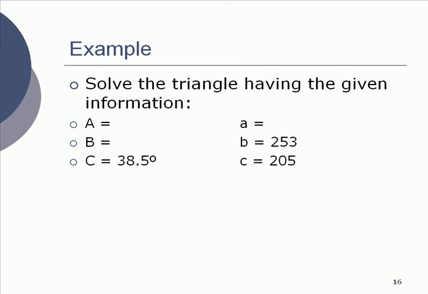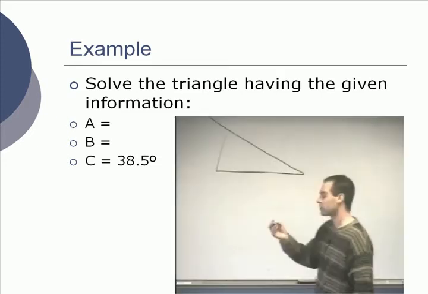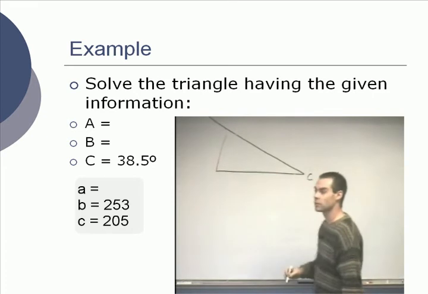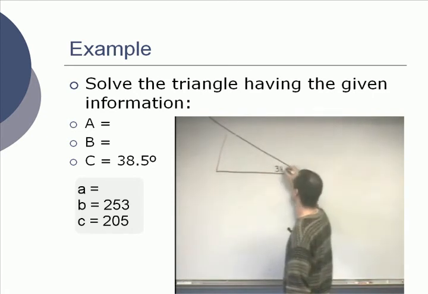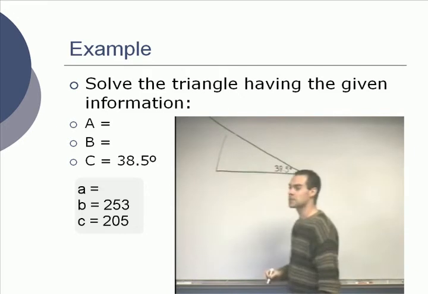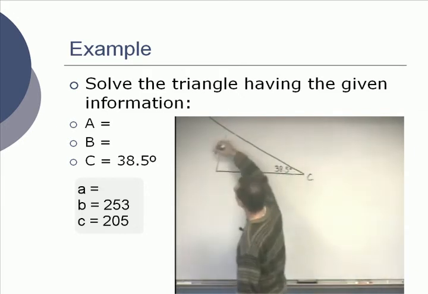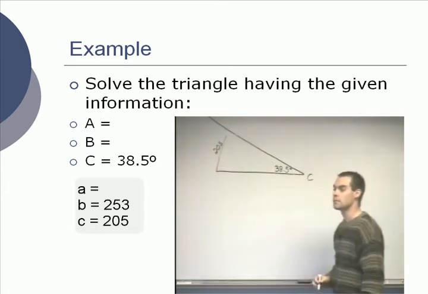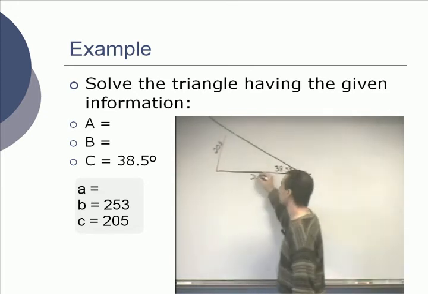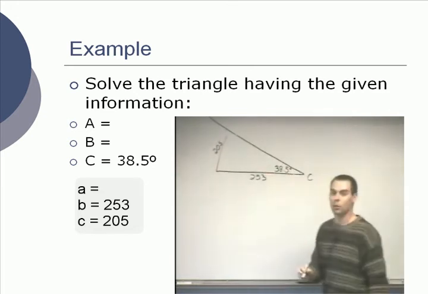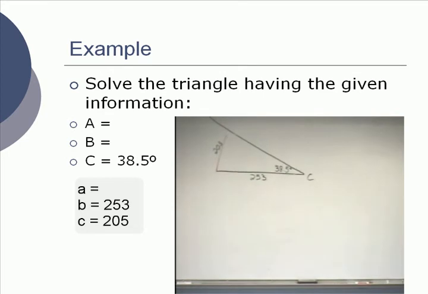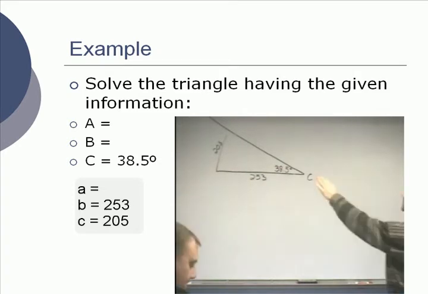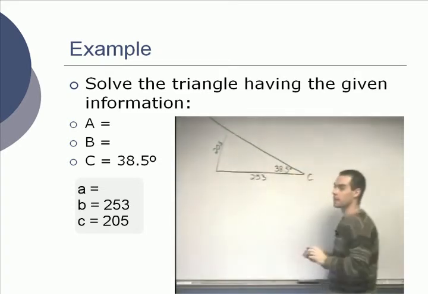Now, different information, different letters, but we're going to set it up the same way. This time, we're given angle C, so we'll put that down in the bottom right. We're told that that's 38.5 degrees. We're told the opposite side length here is 205. We don't know if that's long enough yet or not. We're told that the other side, B in this case, has to be 253. Now, are you clear on why the 205 and the 253 go where they do and not switched around? 205 is opposite the 38.5. That's why it has to go over there.